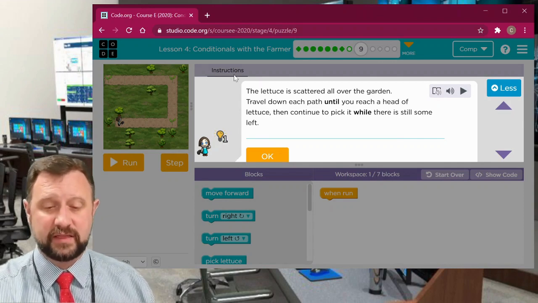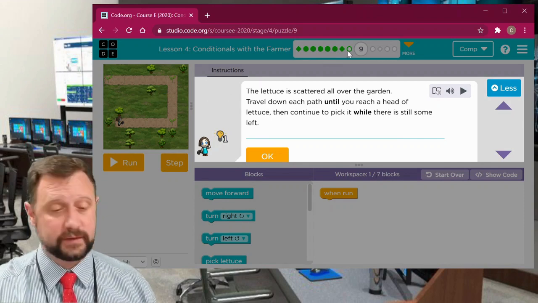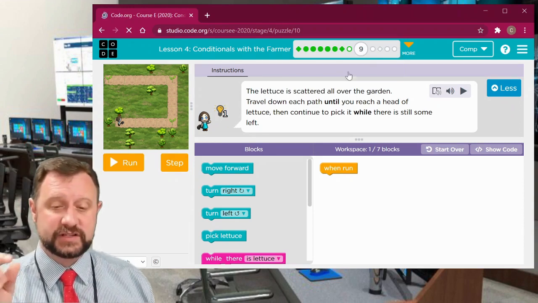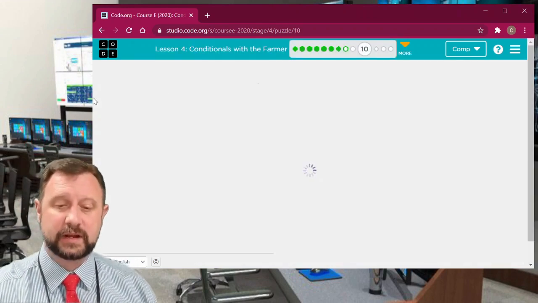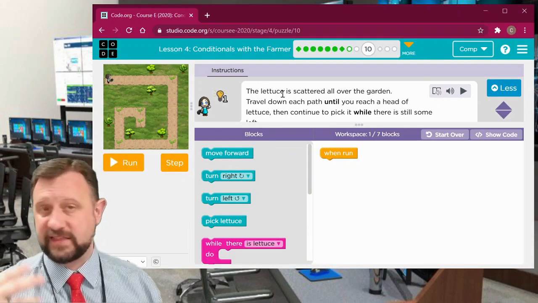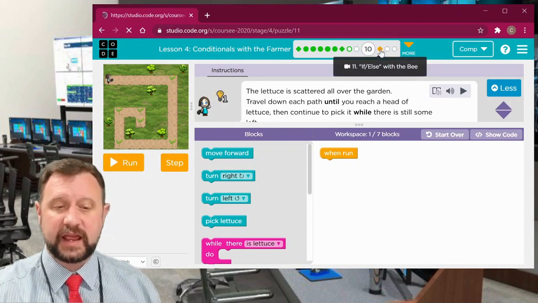You're going to find that the direction you turn might be different, but the code will probably be the same because it's going to do that exact same thing in 10. It's going to move until you get to lettuce, pick whatever lettuce, turn, and then do it again, and do it again, and do it again.